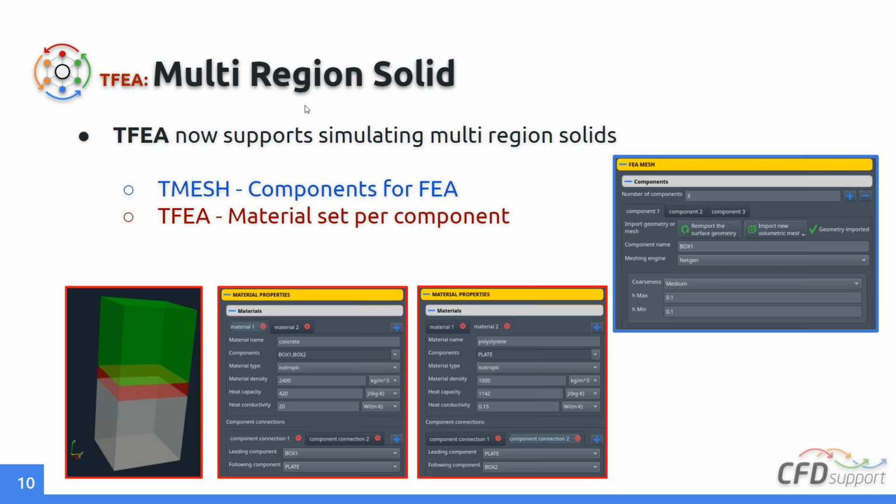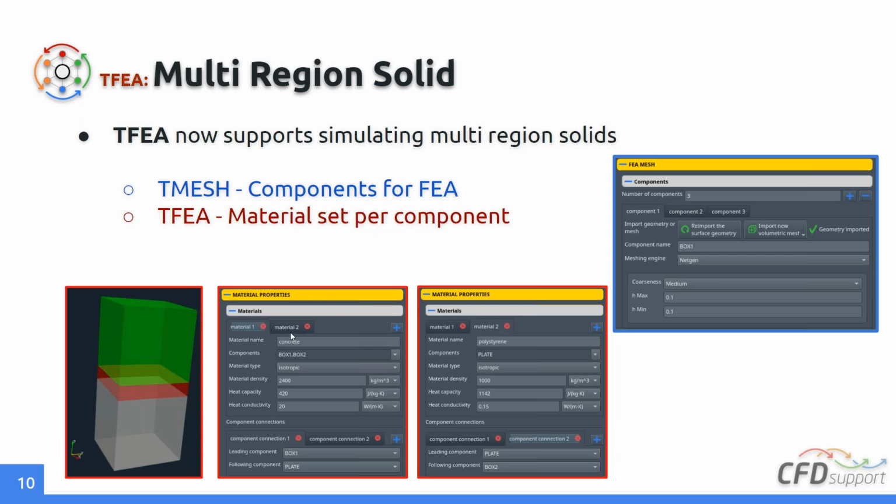The next feature is the multi-region solid. You can now create your simulation domain, which is made from several components. This workflow is split into two parts. The first part is to create the mesh for the FEA. It's very similar to the CFD part. You can define as many components as you want. For each component, you need to have one watertight, closed solid, which defines the region. So you define the mesh separately for each region.